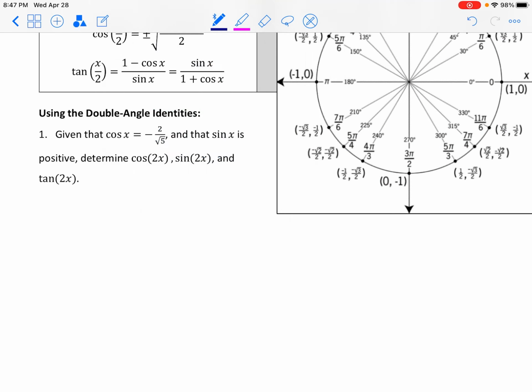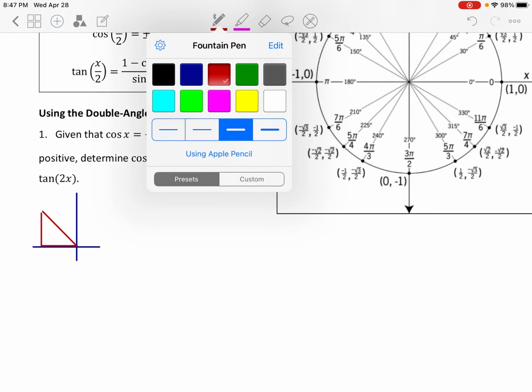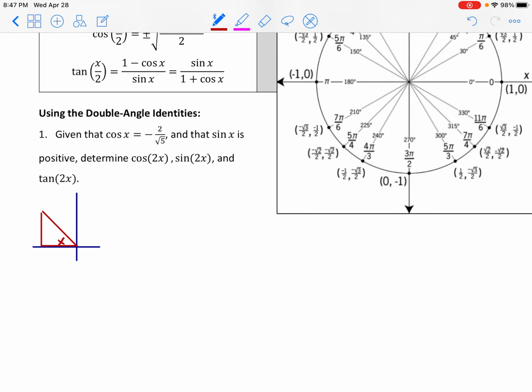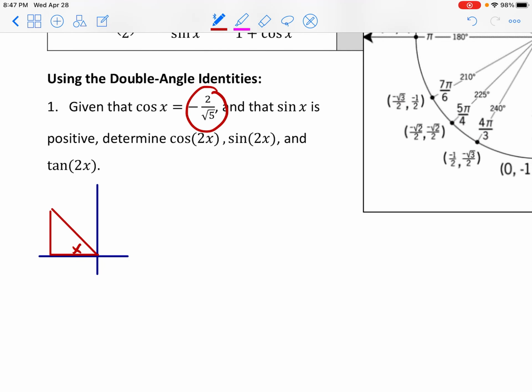So I'm going to draw out a right triangle in quadrant 2, as tiny as I can make it over here. I'm just not sure how much space I'm going to need, so I'm going to try to work small and make my triangle in quadrant 2. Okay, so let's say that this is my angle x. If the cosine is negative 2 over radical 5, then we would have negative 2 for an adjacent side and radical 5 for our hypotenuse. And I put the negative with the 2 since that's on the negative part of the x-axis.